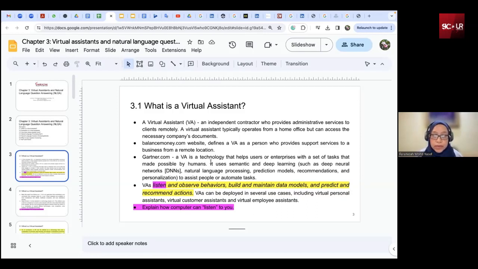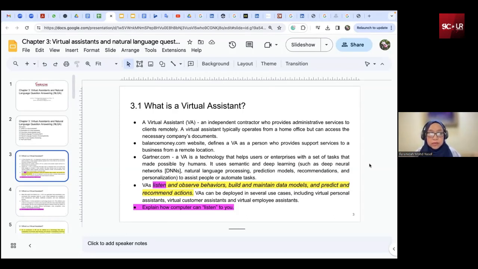Okay. So according to Gartner.com, VA is a technology that helps users or enterprises with a set of tasks that were made possible by humans. So if the human can do this, the computer also can. It uses semantic and deep learning, such as deep neural networks (DNN), natural language processing, prediction models, recommendations, and also assists people or automates tasks.